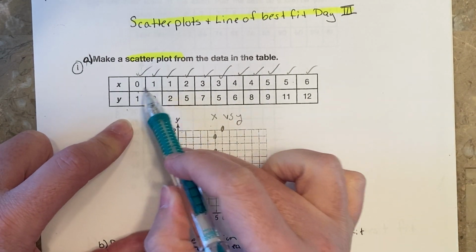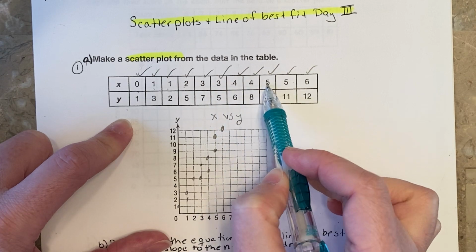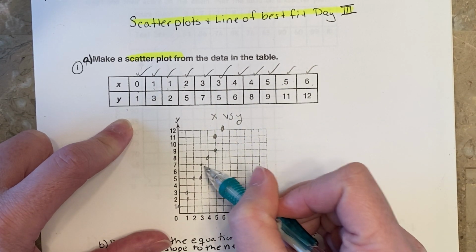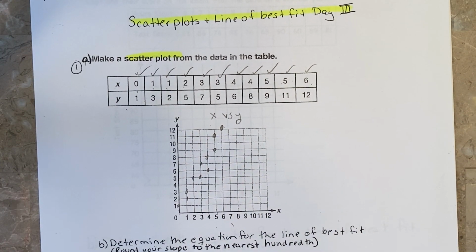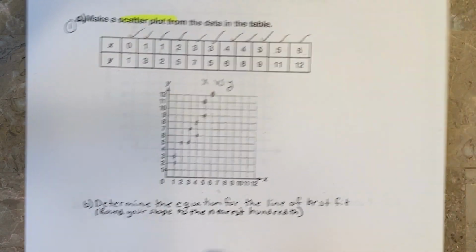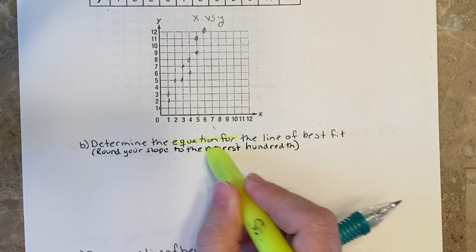Okay, so those should be 1, 2, 3, 4, 5, 6, 7, 8, 9, 10, 11. All right, so we have 11 dots. Always wanted to just make sure. So now what we want to do is determine the equation, round to the nearest hundredth.